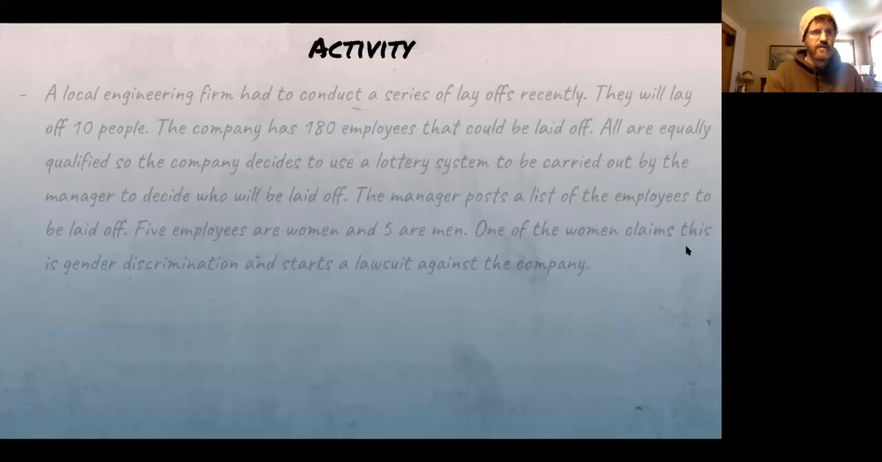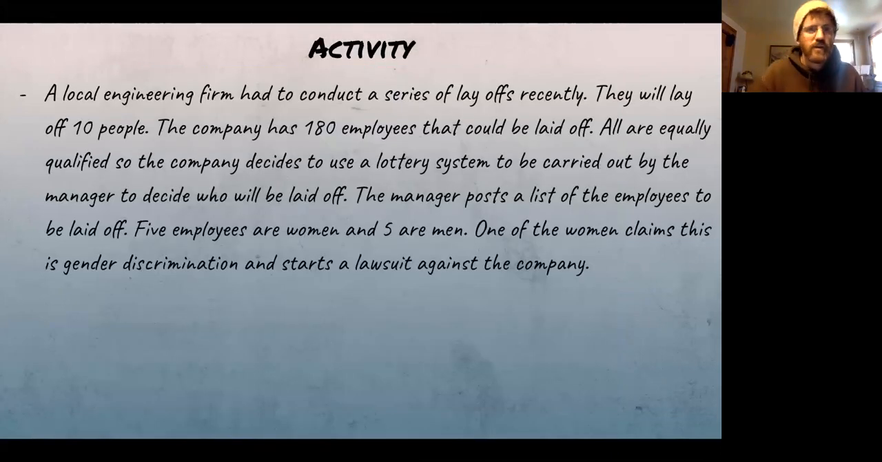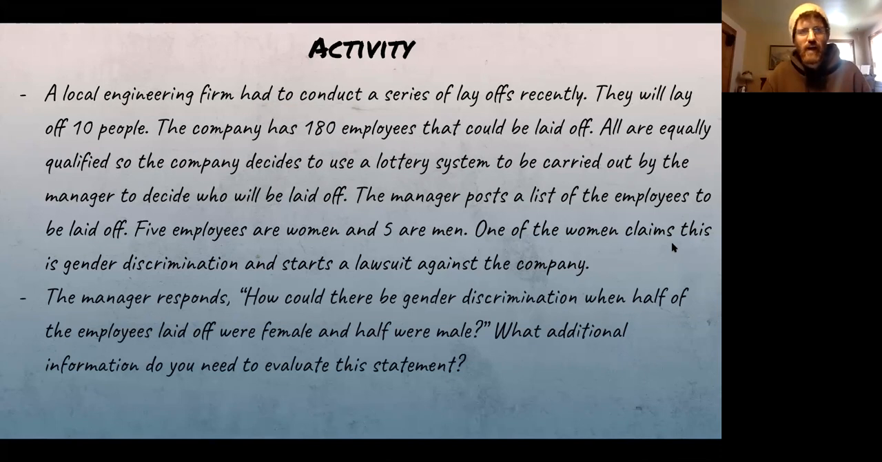Okay, so we've got an activity to start us off with today. A local engineering firm had to conduct a series of layoffs recently. They will lay off 10 people. The company has 180 employees that could be laid off. All are equally qualified, so the company decides to use a lottery system to be carried out by the manager to decide who will be laid off. The manager posts a list of the employees to be laid off. 5 employees are women, 5 are men. One of the women claims this is gender discrimination and starts a lawsuit against the company. The manager responds, how could there be gender discrimination when half of the employees laid off are female and half are male? What additional information do we need to evaluate this statement?